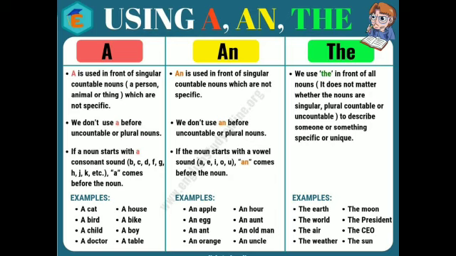Like here you can see the examples: a cat, a house, a boy, a table. These all are starting with a consonant sound. On the other hand, when you talk about an, the words like an apple, an egg, an aunt, all have a vowel sound. So when the noun is starting with a vowel sound, then we use an with it. When it is starting with a consonant sound, then we use a with it. That is the article a, an.